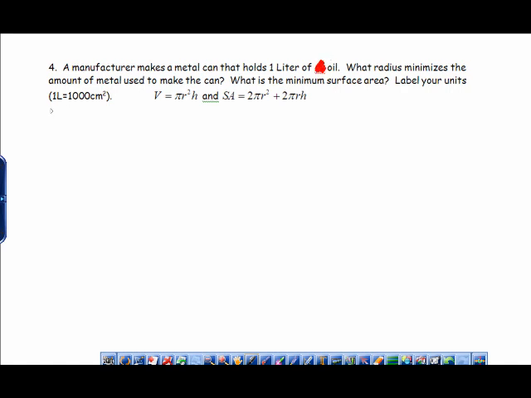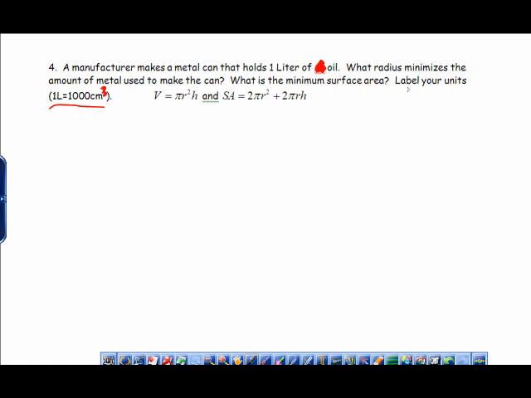A liter of oil, and notice that a liter is 1,000 square centimeters. Actually, that really should be cubic too. Maybe I'll fix all this before I print it off. Let's hope. What radius minimizes the amount of metal used to make the can?